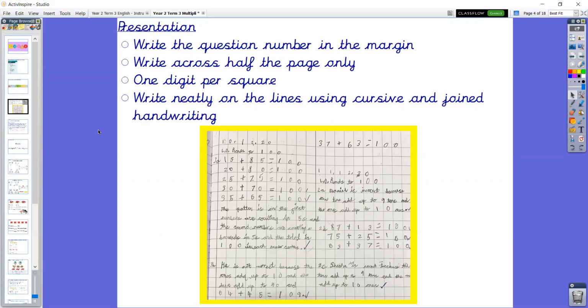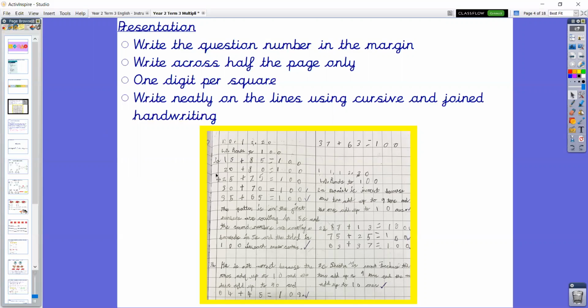In terms of presentation, you've got a brand new book today, which is really exciting. I know what it's like having a new book, first clean page. It's very, very exciting. So I just wanted to share with you a few presentation reminders for whilst we're working at home. As you can see here, there's a fantastic example of presentation. It's really important that we write the question number in the margin. So as you can see here, 3A and 3B is written in the margin.